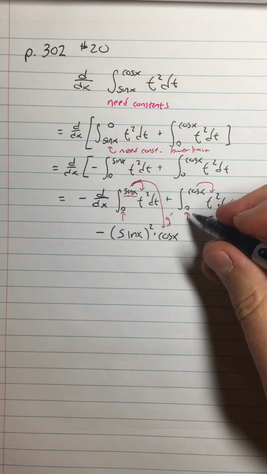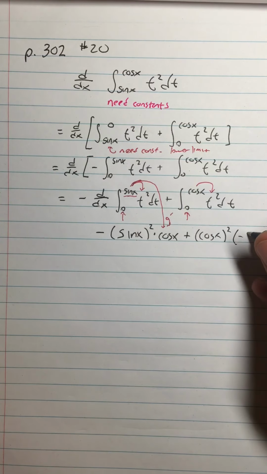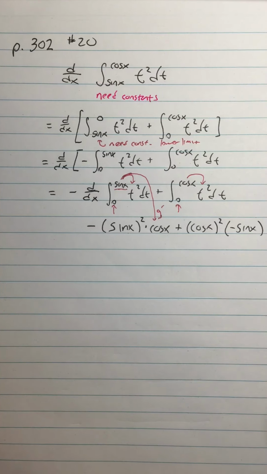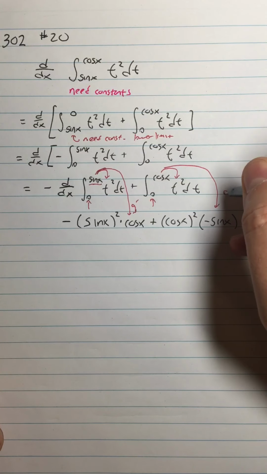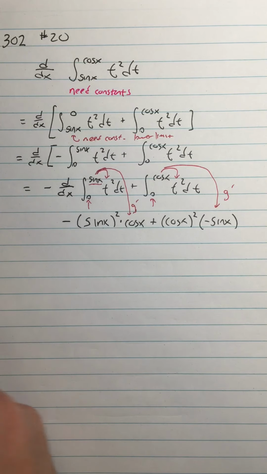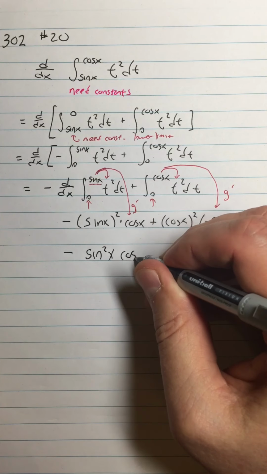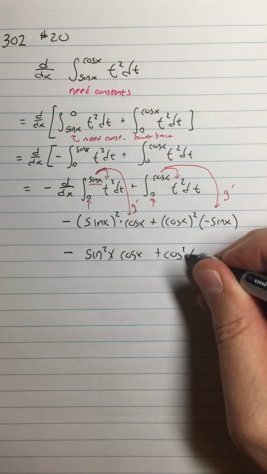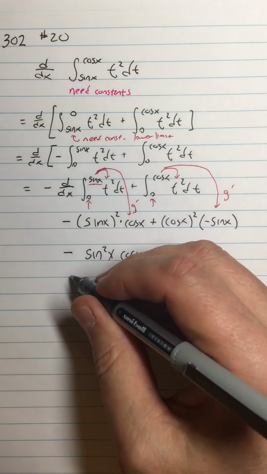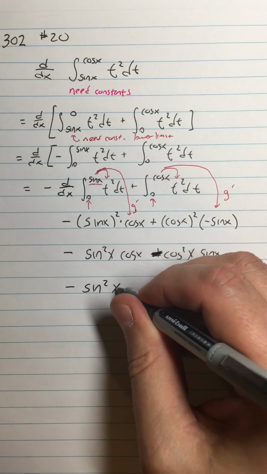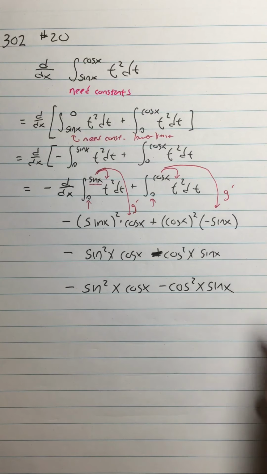All right, and then we're going to have plus cosine of x squared times the derivative of cosine, which is negative sine x, and that's that. So I put the cosine x in there, I put the g prime there. It'd be nice to simplify this a little bit. Usually we don't write sine of x squared, we write sine squared x, cosine x, plus cosine squared x sine x. Oh, I should have put that negative out front. Let's put that negative out there. And since I made a mess, I'll just rewrite it: negative sine squared x cosine x, minus cosine squared x sine x. There you go. That looks a little nicer.